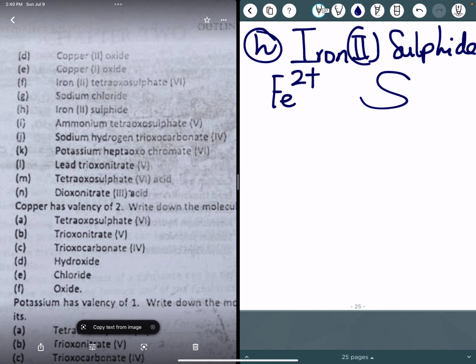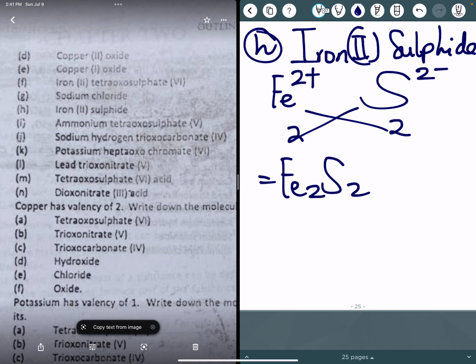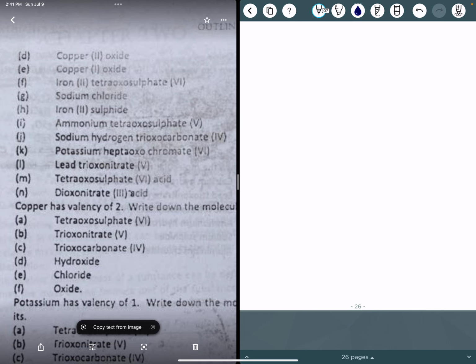The sulfide here is S2-. Sulfide ion is always charged S2-. So from charges, I'll get their valencies, exchange the valencies, and I will get Fe2S2. In this compound, the common factors are removed, and the formula of the compound is written as FeS. No space between them. The F and the S should be closely written together. That's that for H.